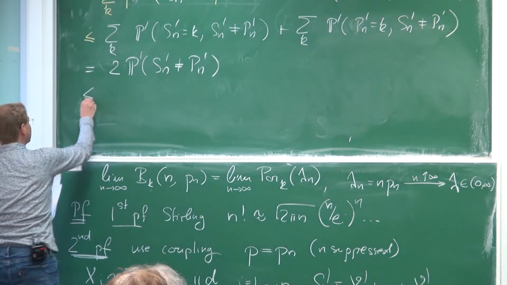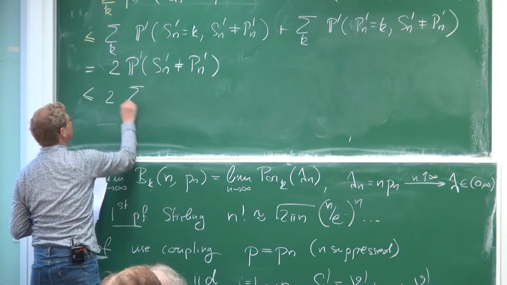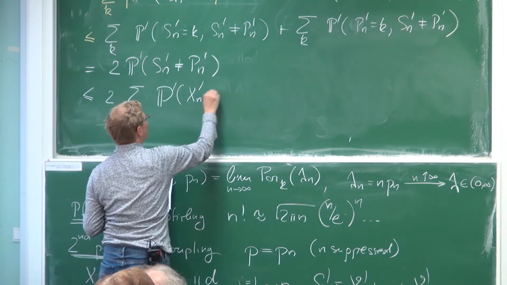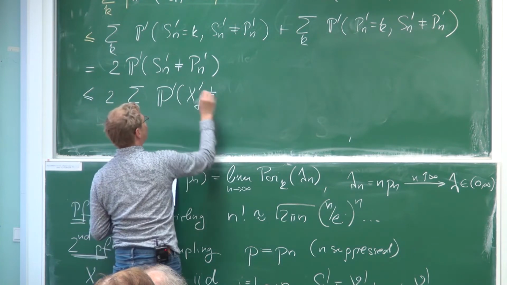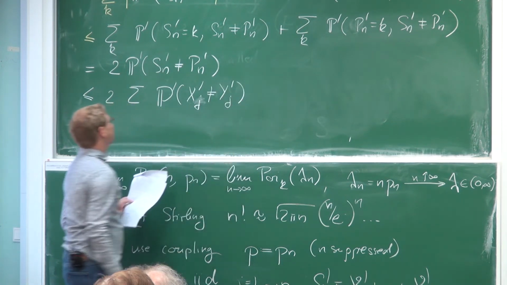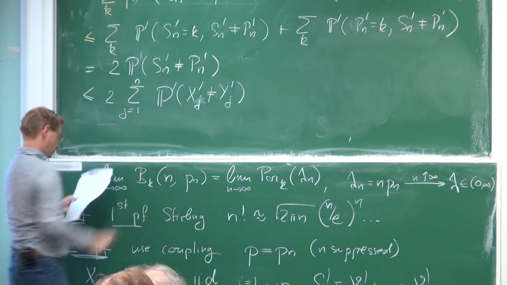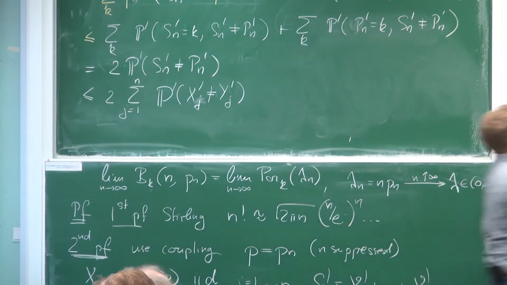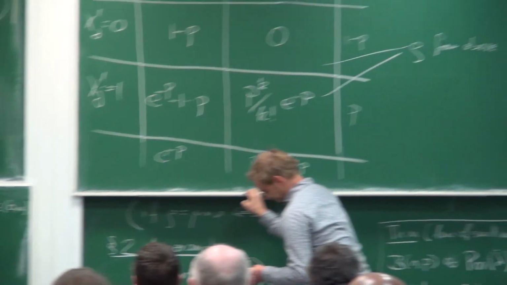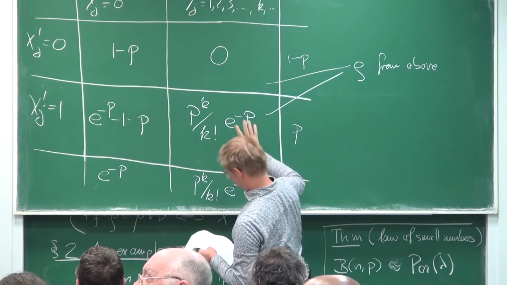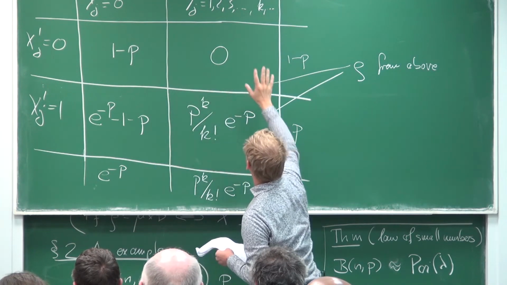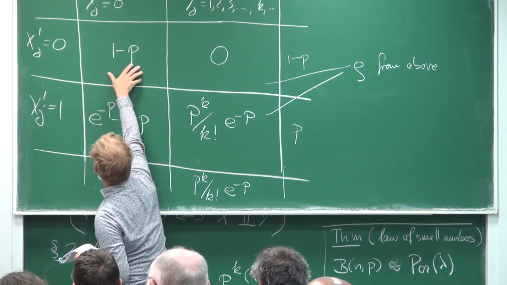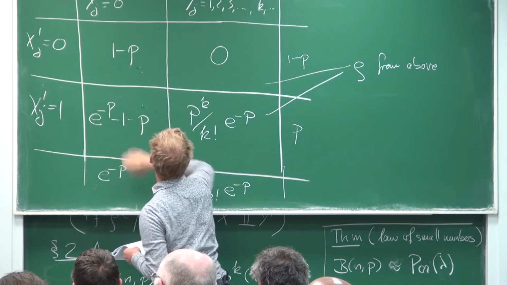So we can, again, rather brutally change that to the probability that xj prime is unequal yj prime, for j up to n. Let's have a look when this happens. This happens exactly in the case here. So they can be both 0. That's in some sense a bad case. The good case would be here and here.